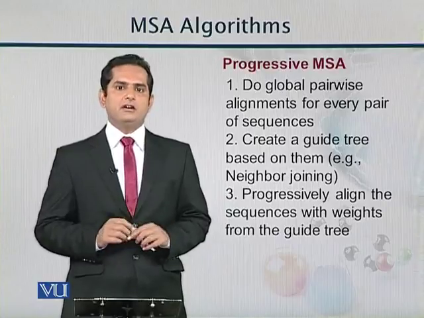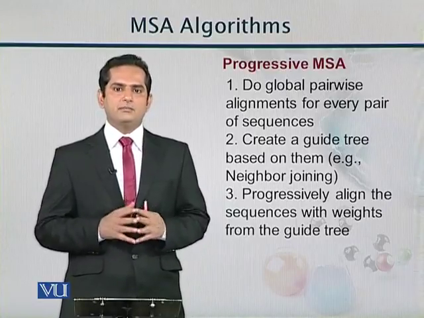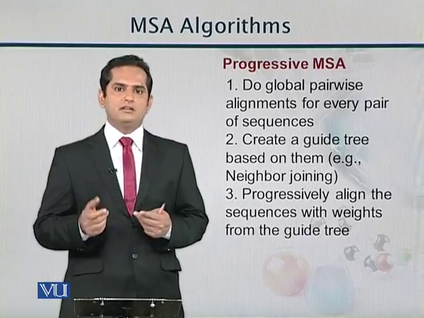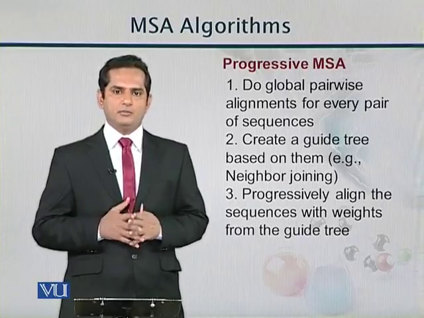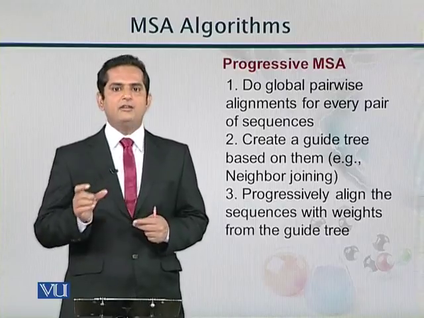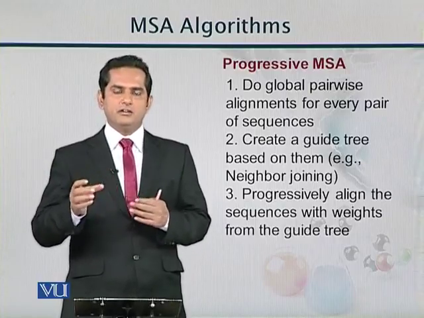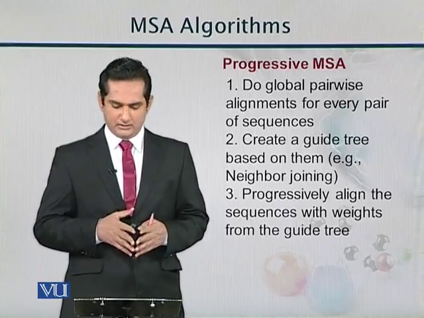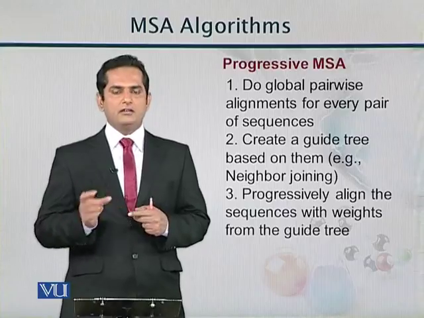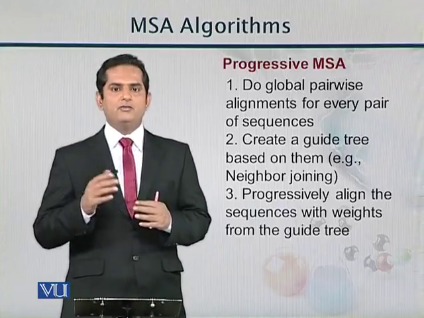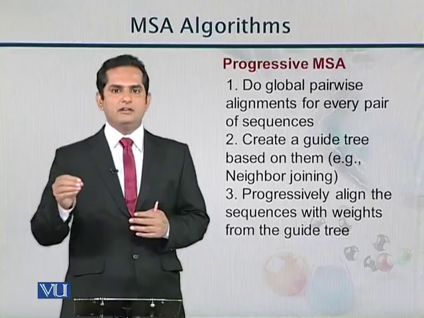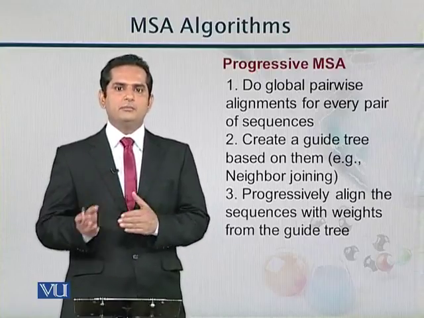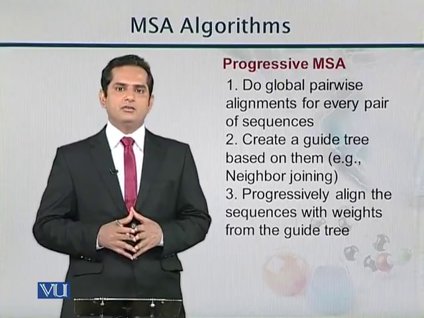So what is progressive MSA? Progressive MSA has three steps. Step number one is to do pairwise sequence alignment using some dynamic programming or global alignment approach. The second is to create a guide tree, which would be based on some distance finding algorithm such as neighbor joining, which we will see in a moment. And the third is, once we have got the guide tree, we try to align sequences based on the distances from that guide tree. Let us look at these steps in detail.